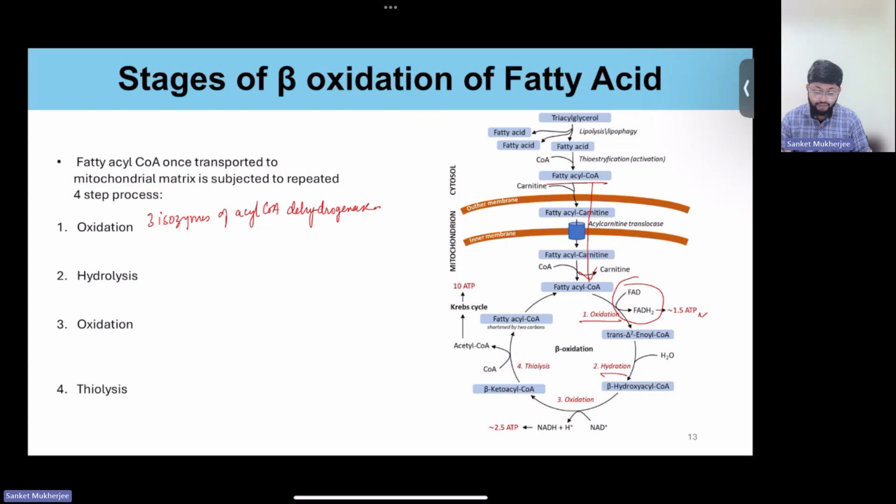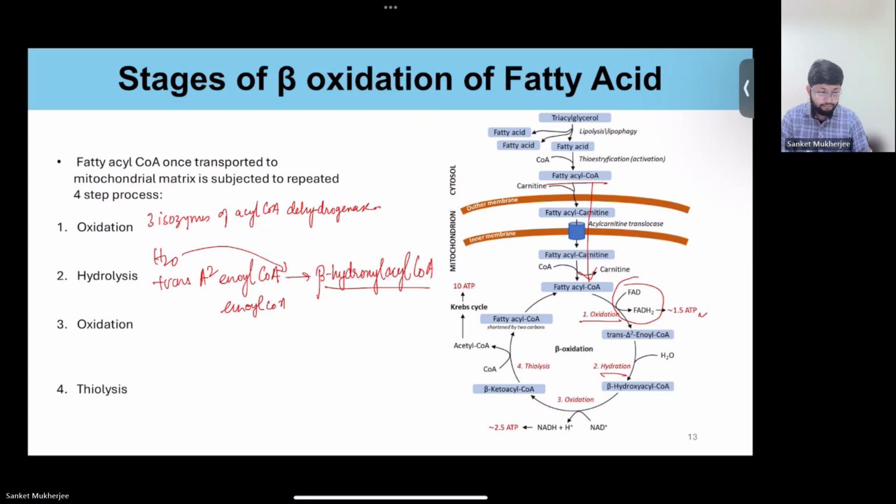Then we have hydrolysis, which is the second reaction. So trans enoyl coenzyme A: H2O is added to trans enoyl coenzyme A, and it forms beta hydroxyacyl coenzyme A. And the enzyme which is required for it is enoyl coenzyme A hydratase. That's why it is also known as hydration. It's very similar to the fumarase enzyme. So it follows a similar pathway to that of the citric acid cycle.